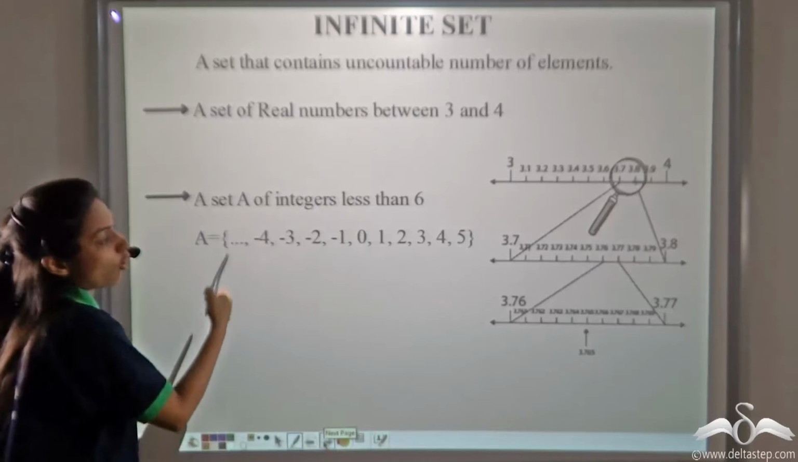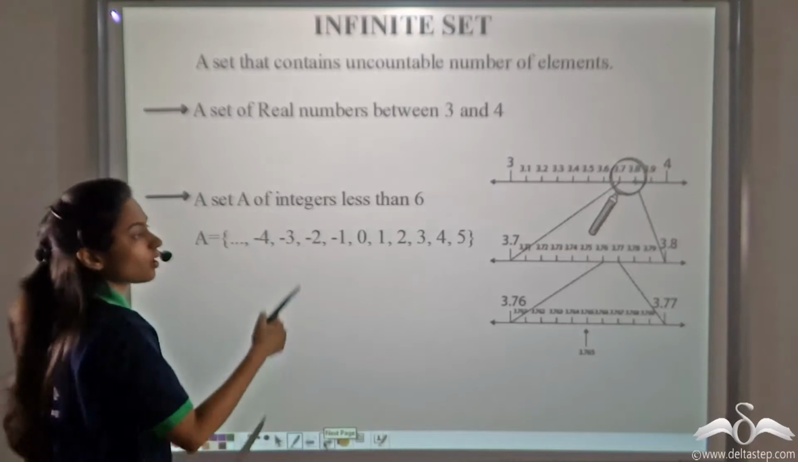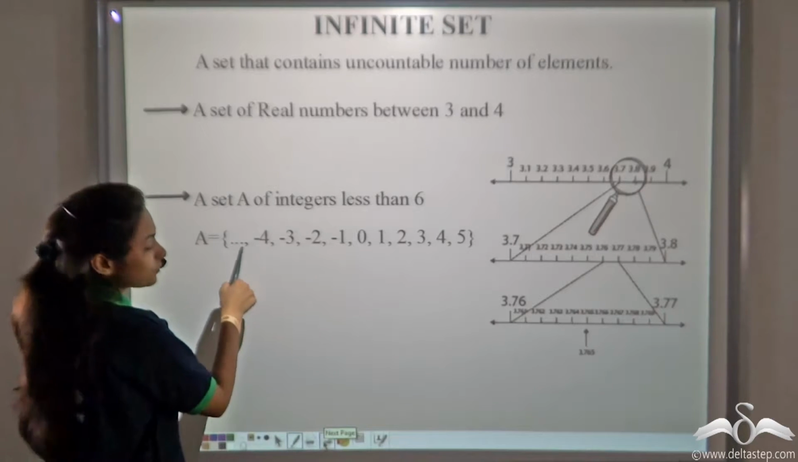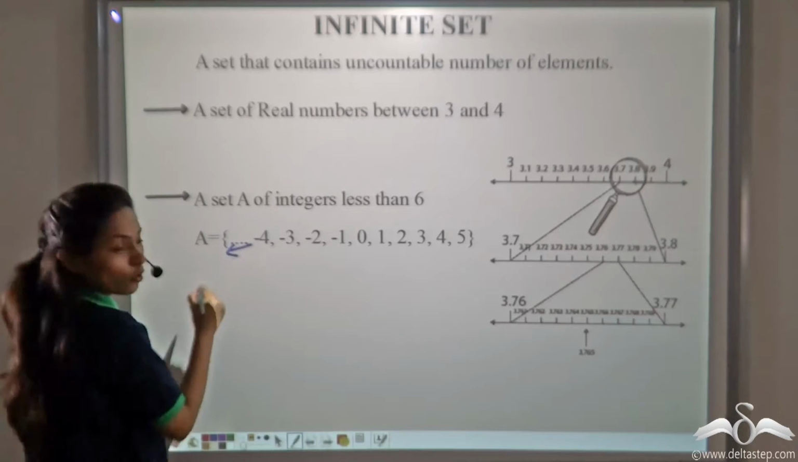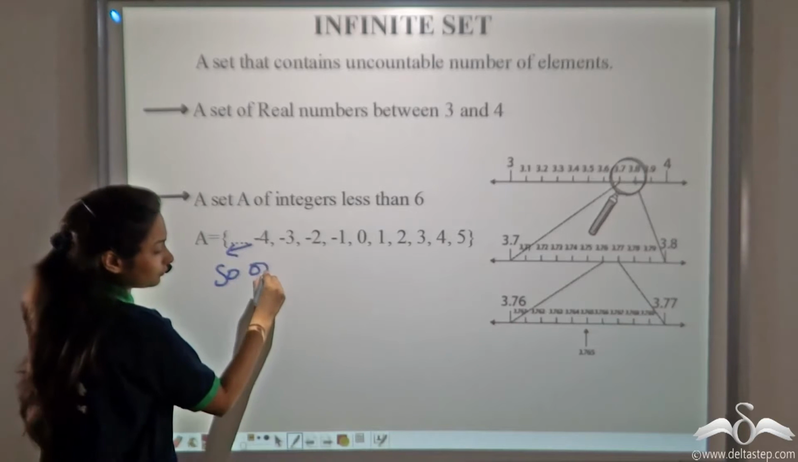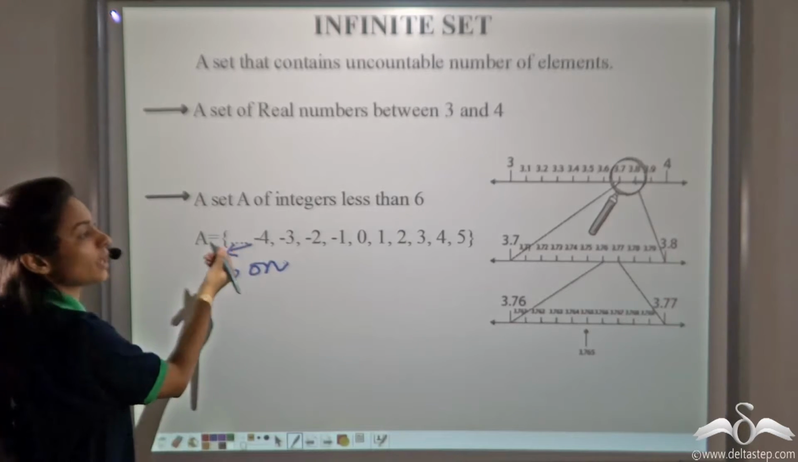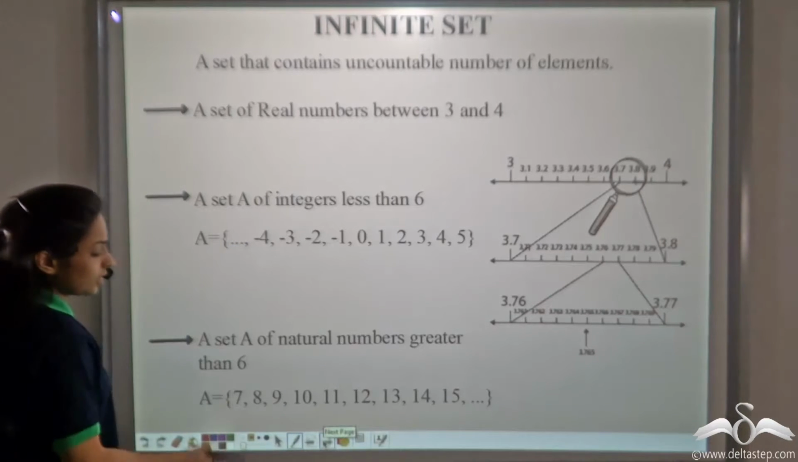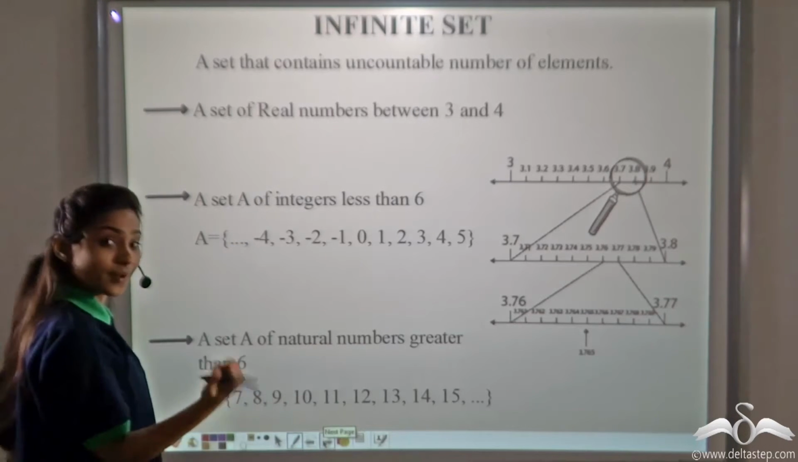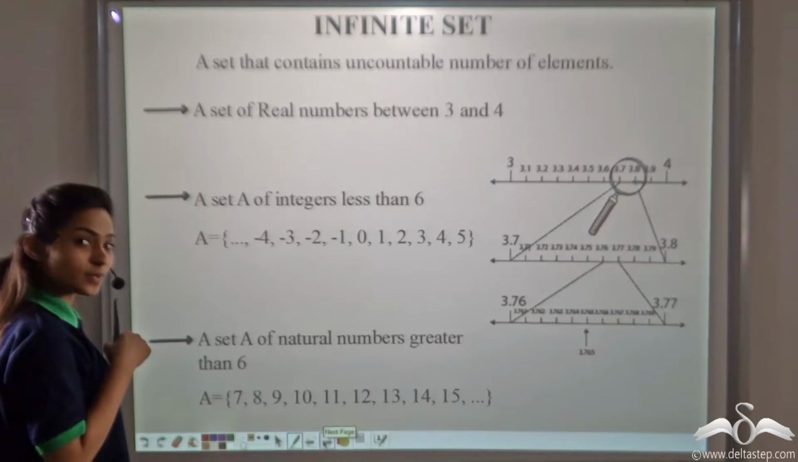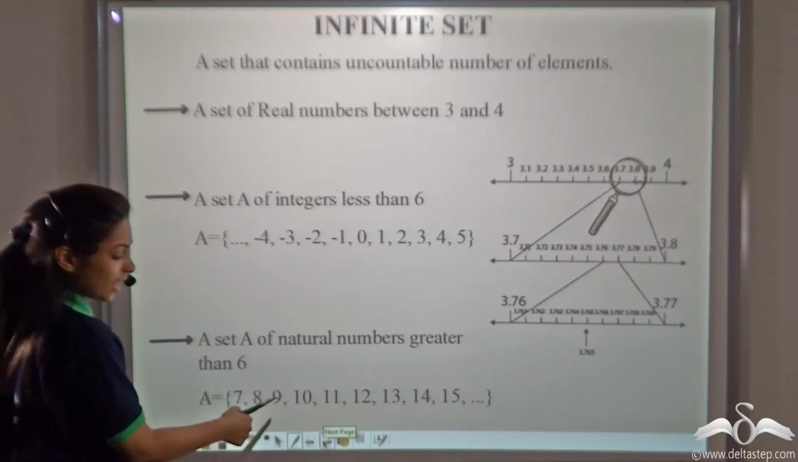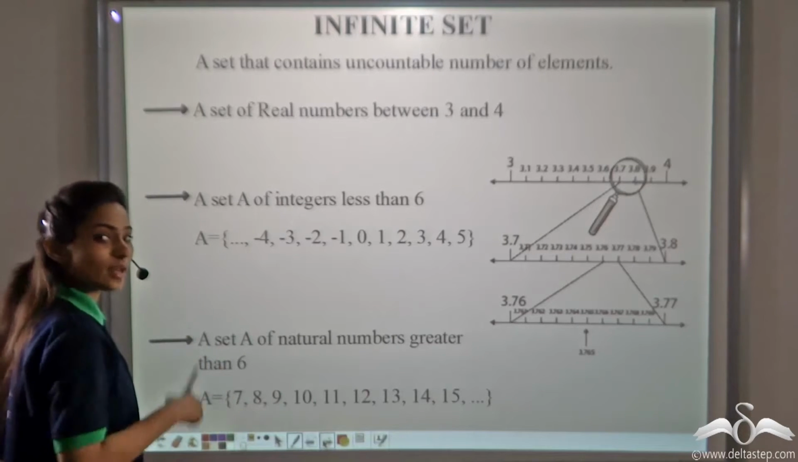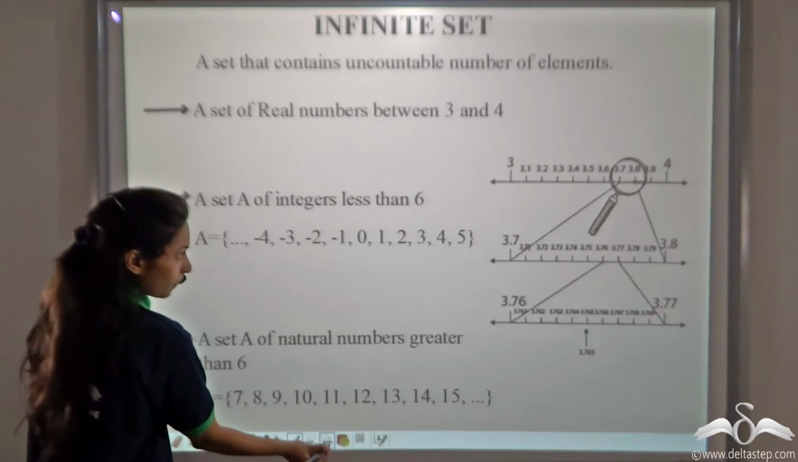A set A of integers less than 6. Now, when you write the set of integers less than 6, you will see ellipses. That means so on. It will never end. So, those sets which will never end are infinite sets. Now, one more example. A set A of natural numbers greater than 6. What are the natural numbers greater than 6? 7, 8, 9, 10 and so on. It will never end. So, this is an infinite set.